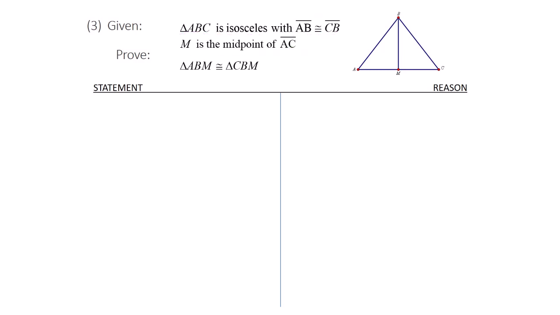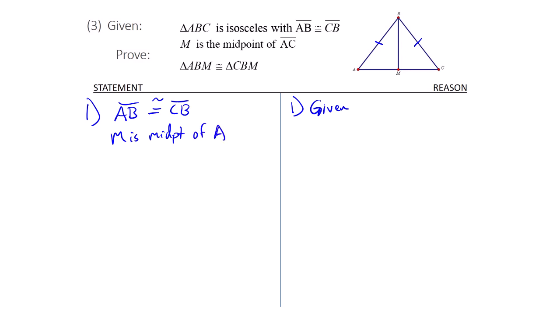So I'm going to write down the givens. So actually I'm just going to put segment AB is congruent to segment CB. So we don't necessarily have to put isosceles on there. But let's mark this. So segment AB is congruent to segment BC or CB. Okay, then we know that, and that's given. And then we're also given that M is the midpoint of AC, right? So that's also given.